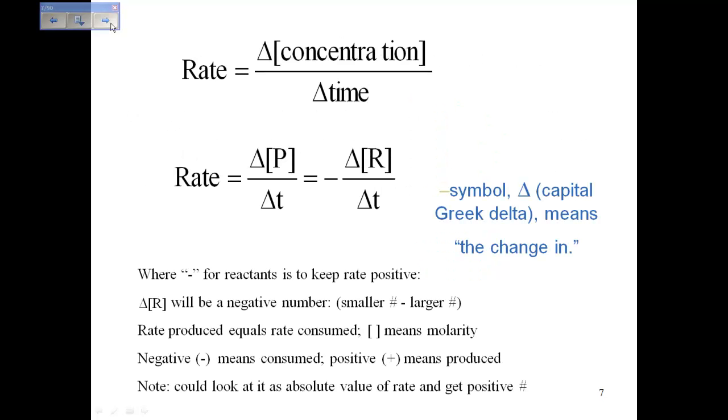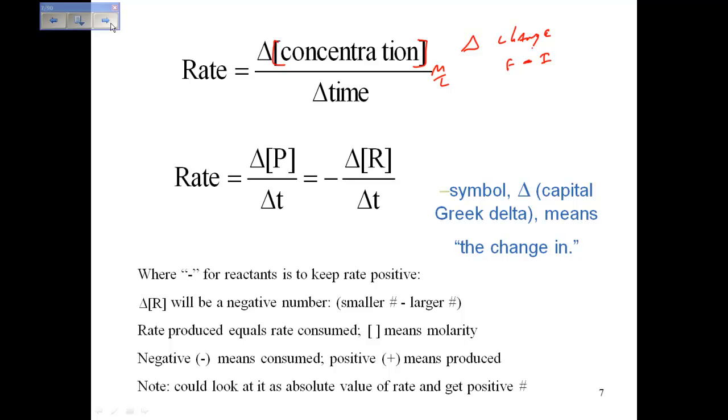So by definition, what we're saying is rate is your change in concentration over change in time. Okay? The delta sign basically means change. And typically what we do is we take our final value minus our initial value when we use delta. The brackets here typically indicate molarity, moles per liter, as our concentration term. So rate is your change in concentration divided by your change in time.